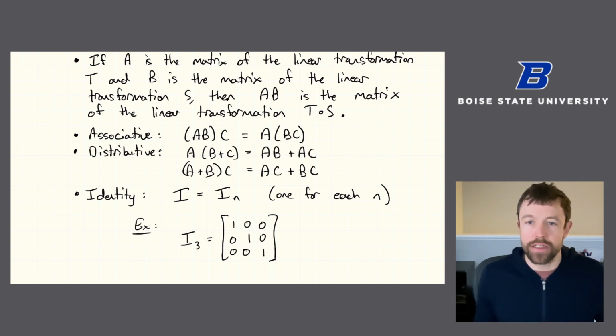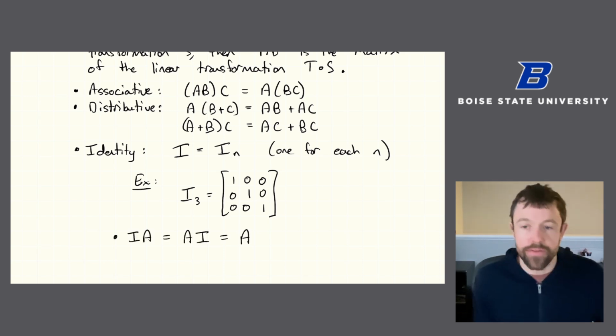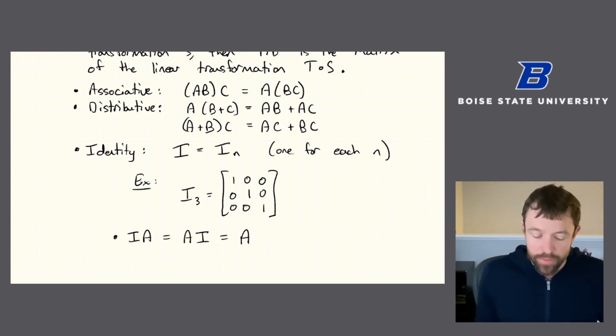What's special about this? Why do we call it an identity matrix? Well, anything we call an identity should satisfy an identity property. And the property is that if we multiply a matrix on the left by the identity, or we multiply on the right by the identity, we always get the matrix that we started with.